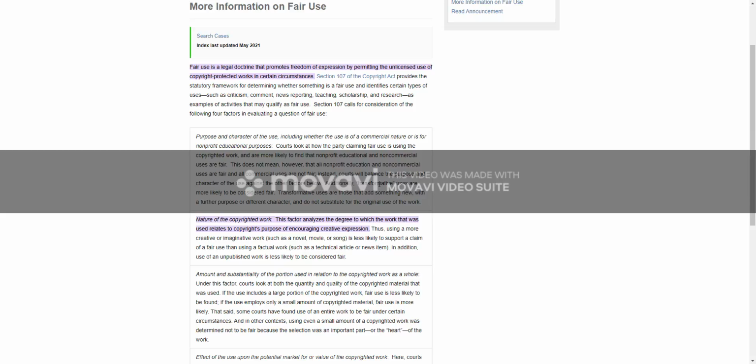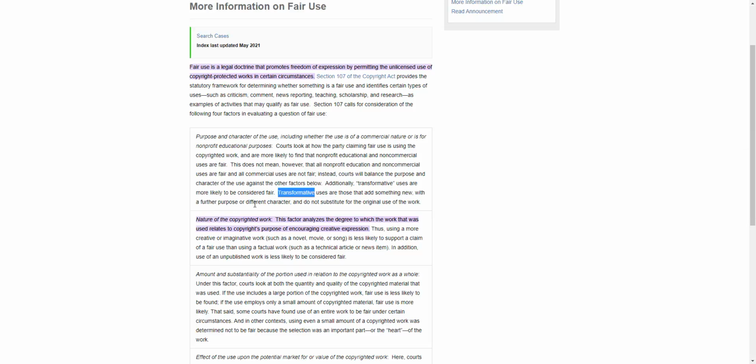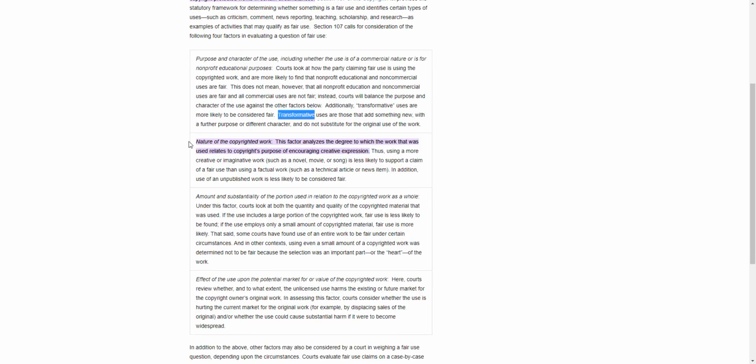It says, additionally, transformative uses are more likely to be considered fair. Transformative uses are those that add something new with a further purpose or different character and do not substitute for the original use of the work.